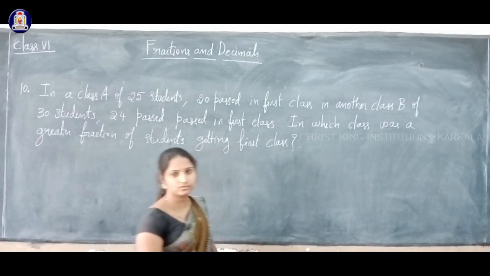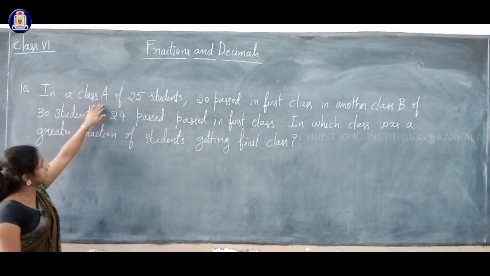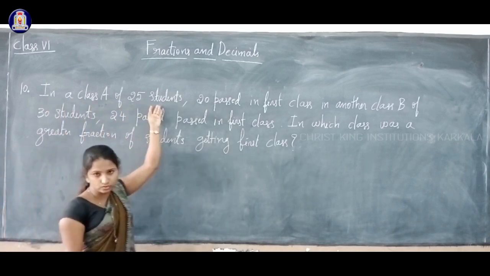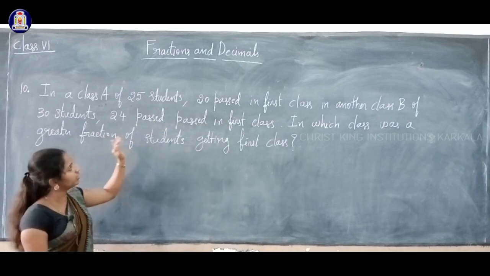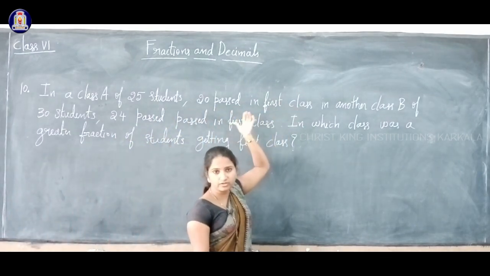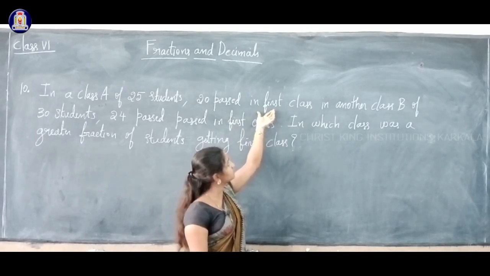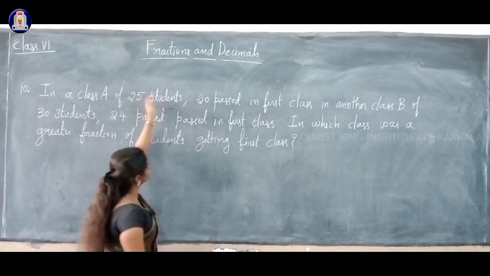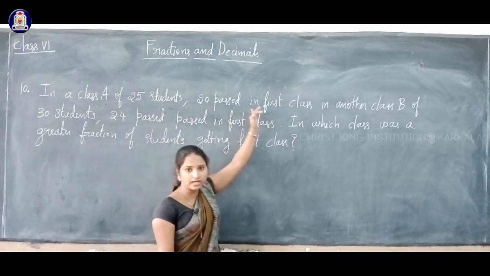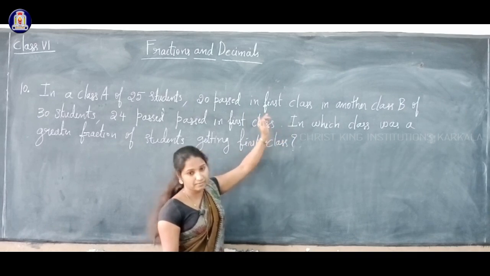Okay, the next question. In class A there are 25 students. Of them, only 20 passed in first class. Out of 25 students, only 20 scored first class marks.